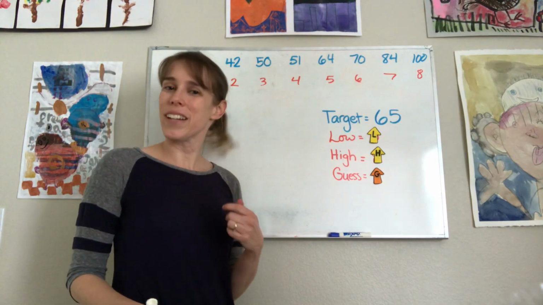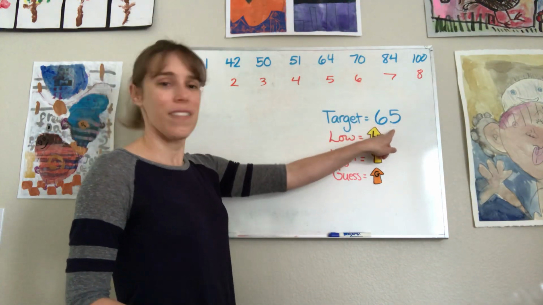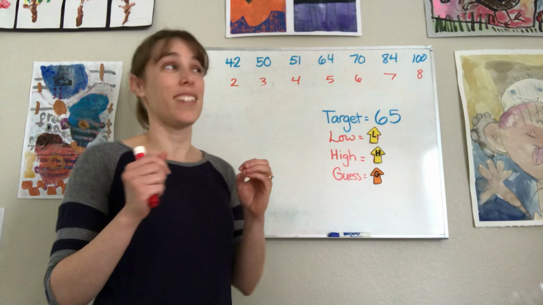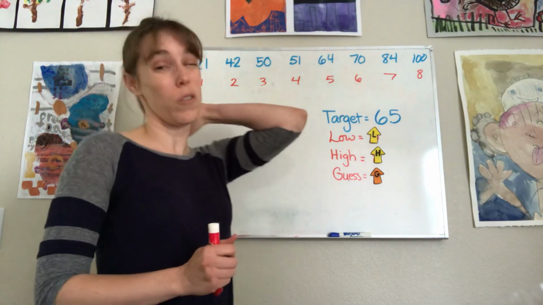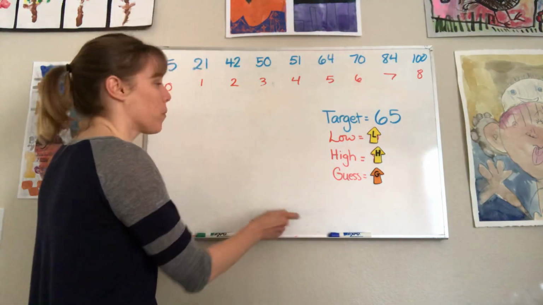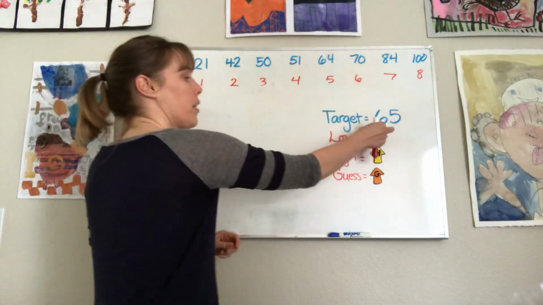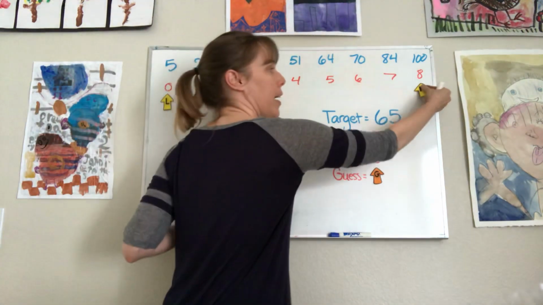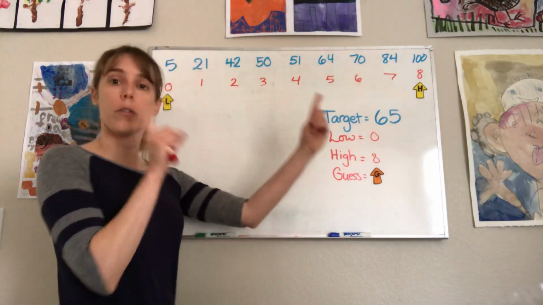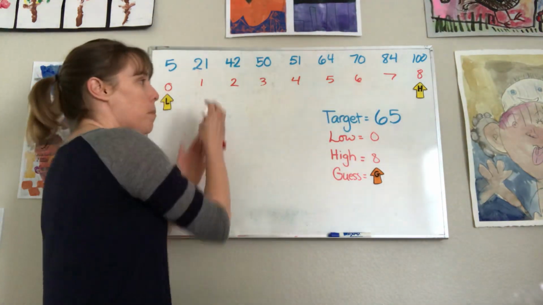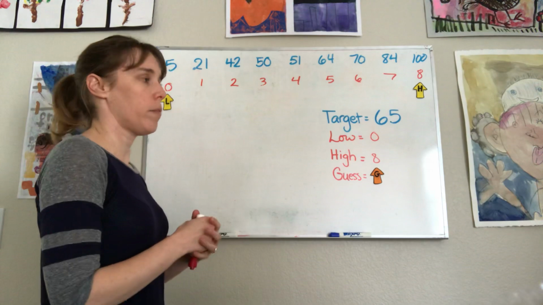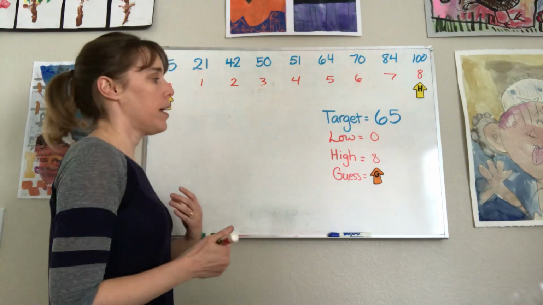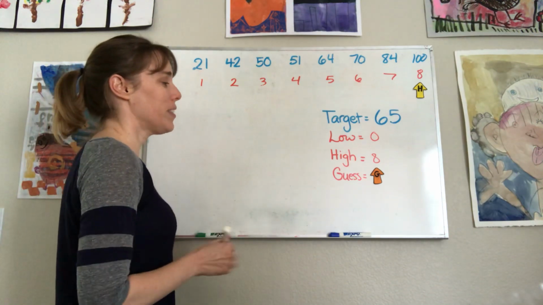Recursive binary search time. We're looking for 65 this time, and 65 is not in the array, but we don't know that yet. So here we go. Very first thing, we're going to set our low to be 0. We're going to set our high to be 8. So we're looking between 0 and 8. We pass in the array to the recursive binary search method, and here's what it does.